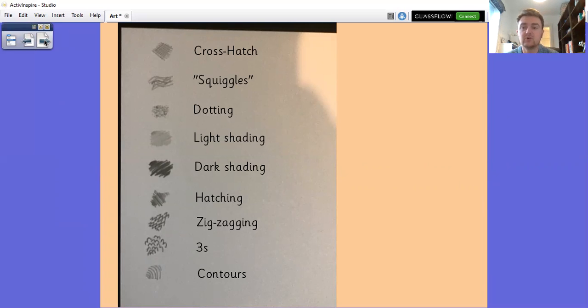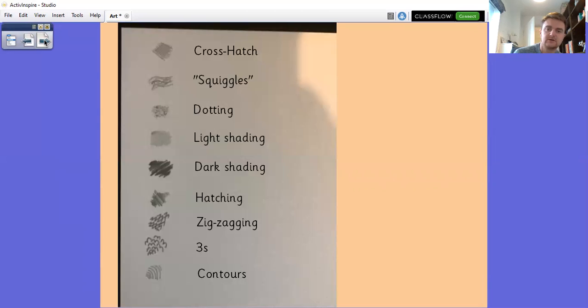I would recommend not using pen, because especially with light shading and dark shading, there's much less of a noticeable difference. So we've got crosshatch style, which is where you've got straight lines going in either direction. We've got squiggles, which looks a bit messy there, but it can be quite effective for showing things such as smoke. We've got dotting, where the closer together the dots are, the darker something appears. So it can be quite useful for shadow, for example.